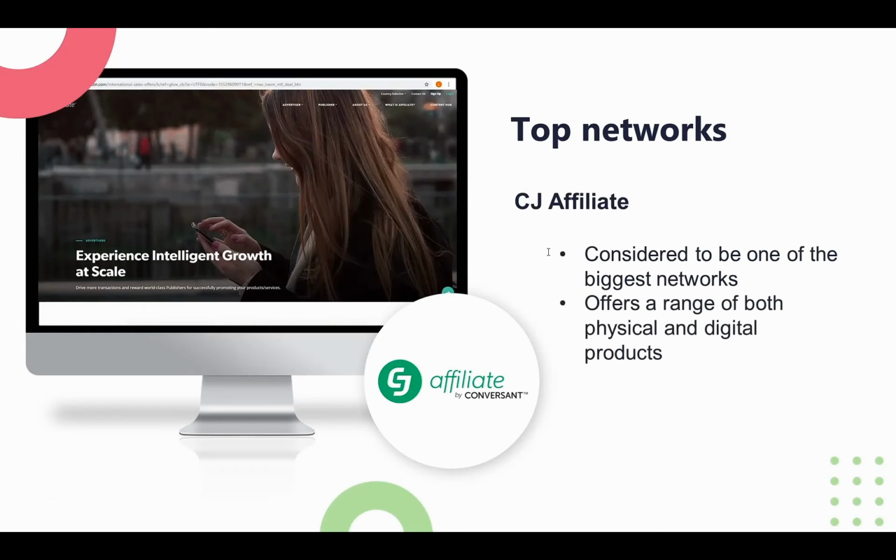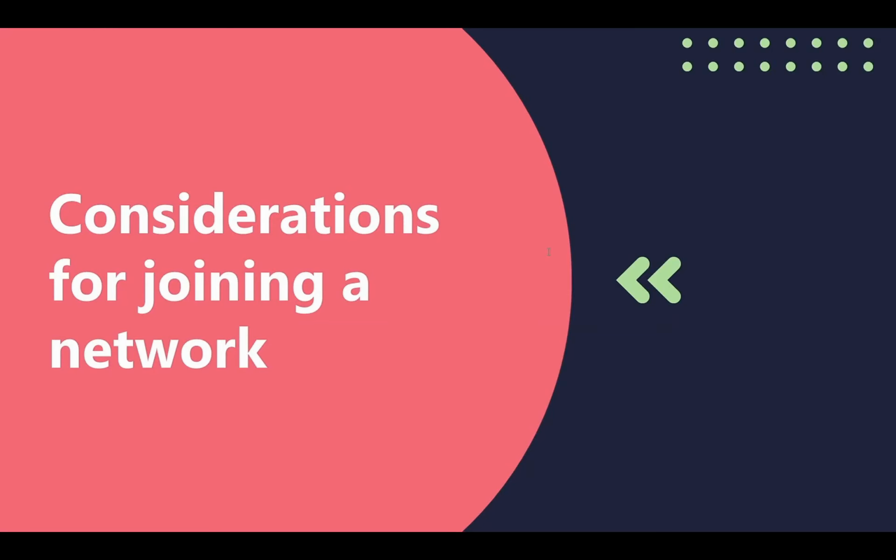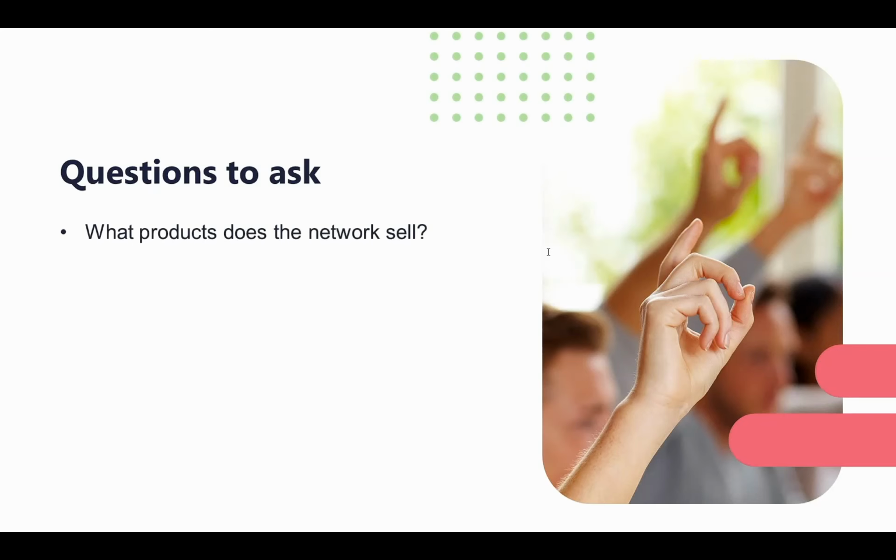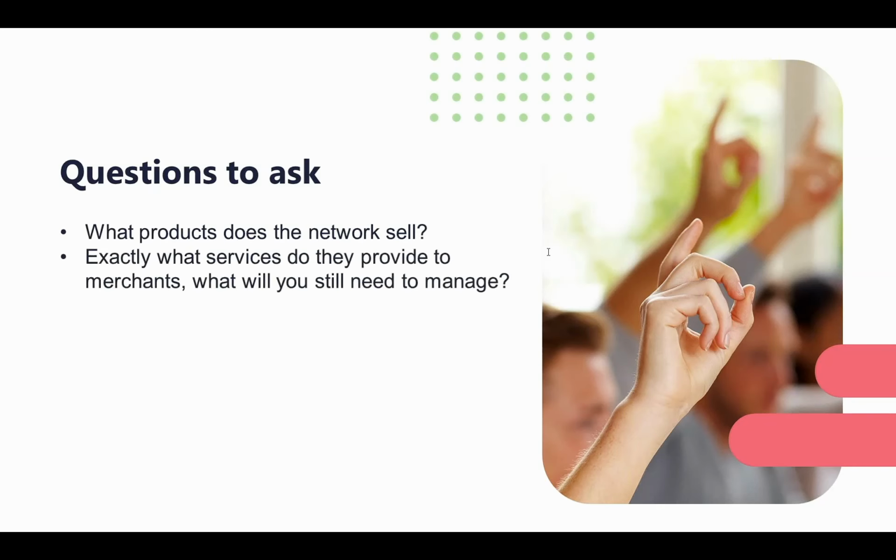So while you are doing your affiliate network research, there are some considerations to look at for joining a network. Questions that you should be asking yourself would be, what products does the network sell? Is there too much of your product on the network, or too similar products, or not good quality products? Then you might want to stay away from a network that has too much of the same thing. If there are similar products that are of a high quality, then it's a good call to look into it further. And exactly what services do they provide to the merchants, and what would the merchants still need to manage?